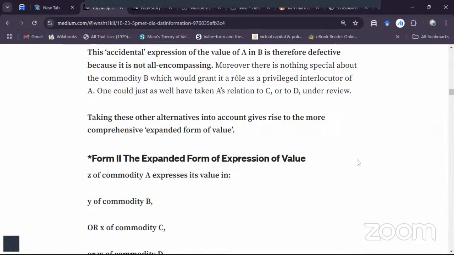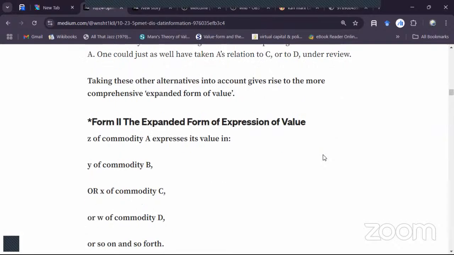And this is the point that you have an individual set of decisions or choices, your perception of the thing, and multiple perceptions of multiple things. So Z of commodity A expresses its value in Y of commodity B, or X of commodity C, or W of commodity D, and so on and so forth. The point here is the "or."